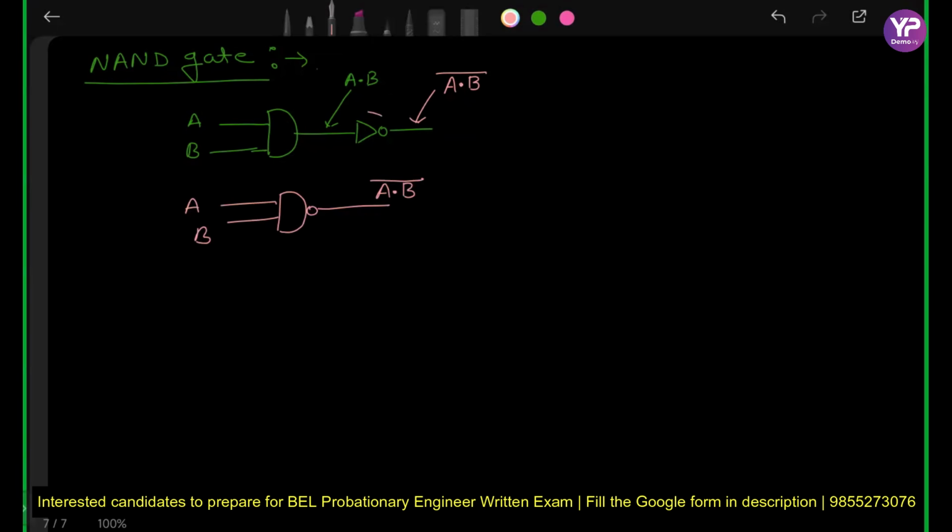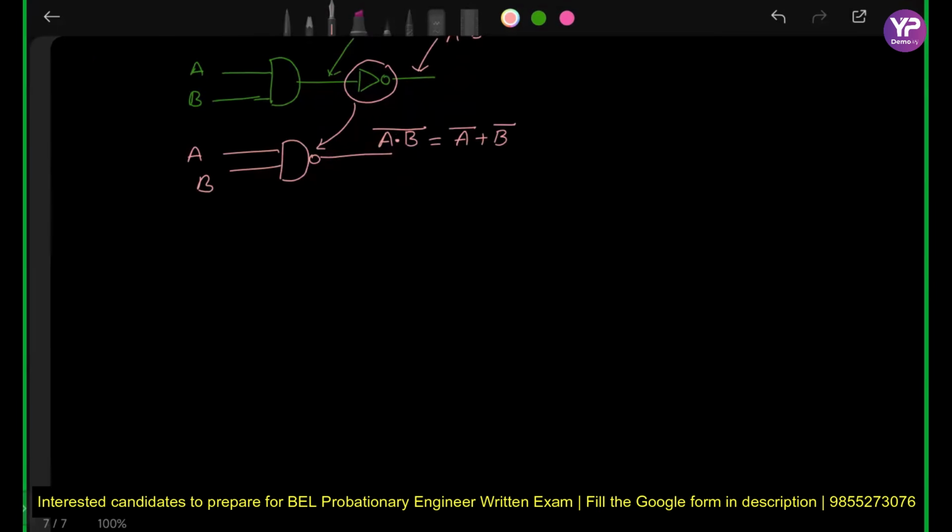So basically this NOT gate is replaced by this bubble. Whenever you see a bubble anywhere, that bubble represents a NOT gate. Remember that. So first we have an AND gate, at the output we connect a bubble. Bubble means we are taking the NOT of that. So this A and B bar can be written, using De Morgan's theorem, as A bar plus B bar.